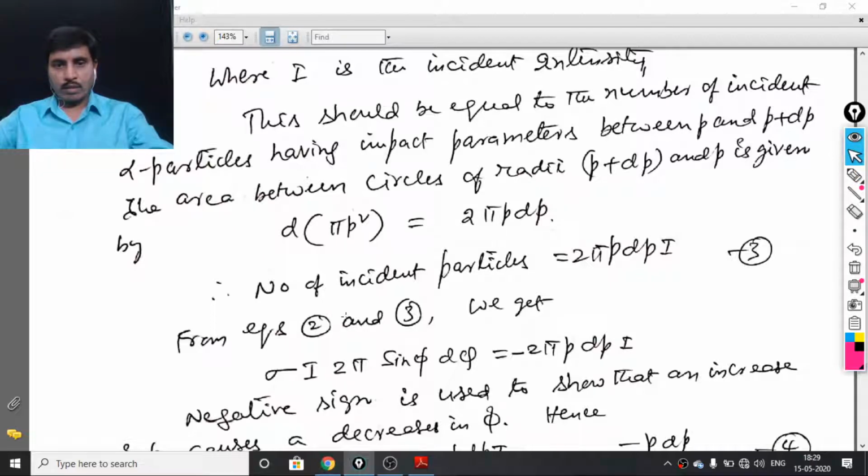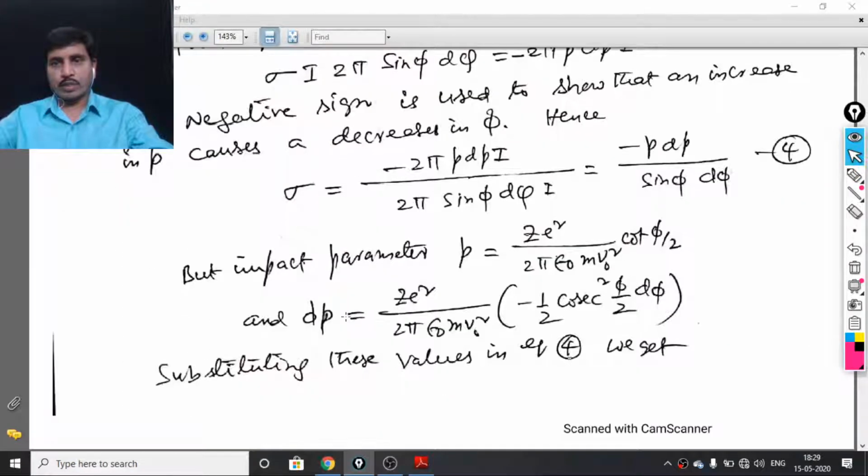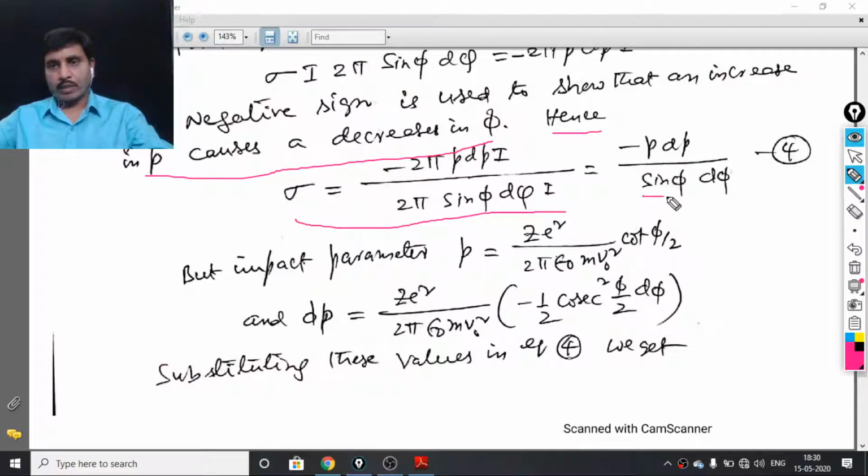Here the Newton is used to show that an increase in p causes a decrease in phi. Hence, the scattering cross section sigma is equal to minus 2 pi p dp by 2 pi sin phi d phi into I. On cancelling the terms 2 pi I, we get sigma is equal to minus p dp by sin phi d phi. That is equation 4.